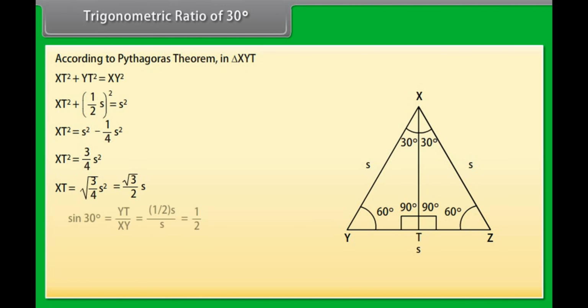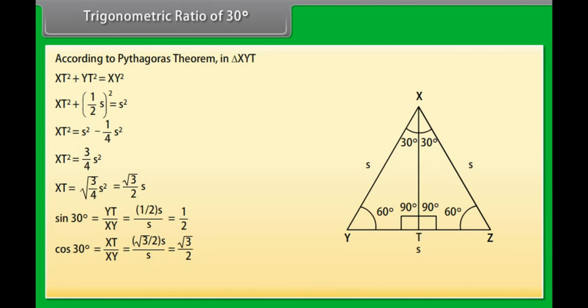Sin 30 degree is equal to YT upon XY equals 1 upon 2S upon S, which is equal to 1 upon 2. Cos 30 degree is equal to XT upon XY, which equals square root 3 upon 2S upon S equals square root 3 upon 2. Tan 30 degree is equal to YT upon XT equals 1 upon 2S upon square root 3 upon 2S equals 1 upon square root 3.